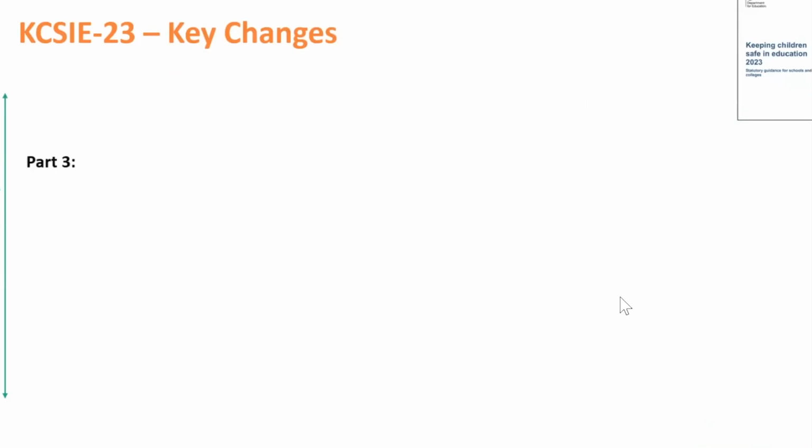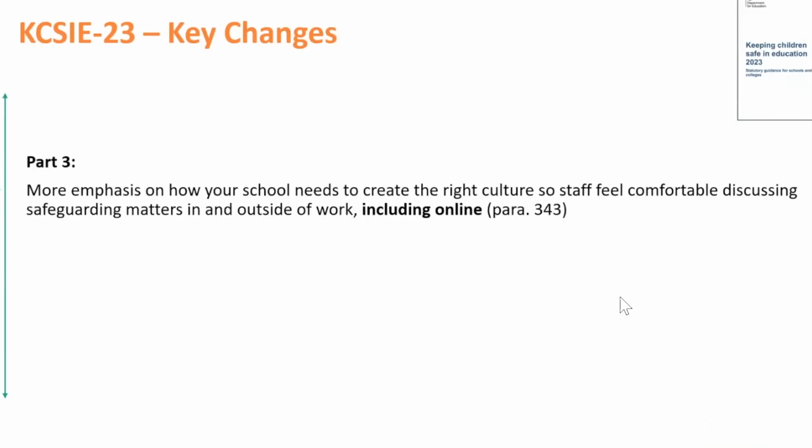Okay, let's just stick with some of the changes in a little bit more detail again. Part 3 has got a little more emphasis on how, as schools and colleges, we need to create the right culture so that people feel comfortable discussing safeguarding matters in and outside of work. Including online, do we feel comfortable talking about things that we're seeing online, things that people are saying to us, things that we observe our colleagues doing as well?